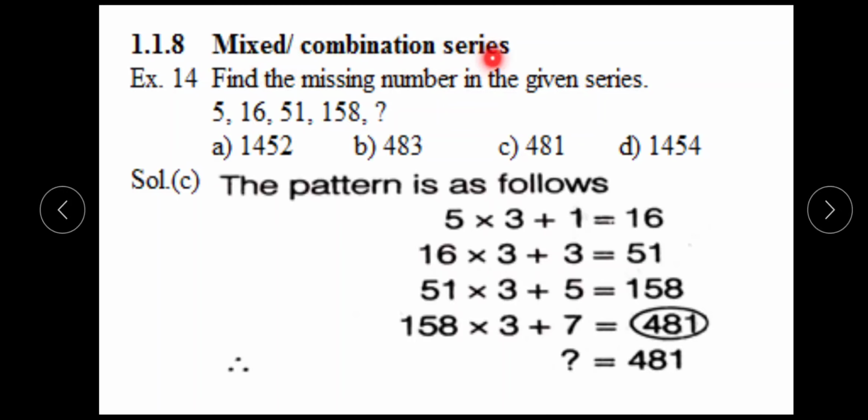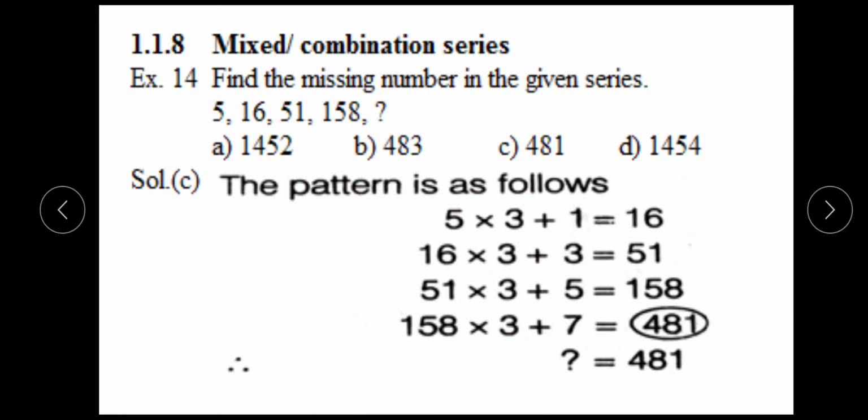The next type is a mixed or combination series. It means we can combine all the previous patterns. The question is 5, 16, 51, 158 and question mark. The next term we have to find out.